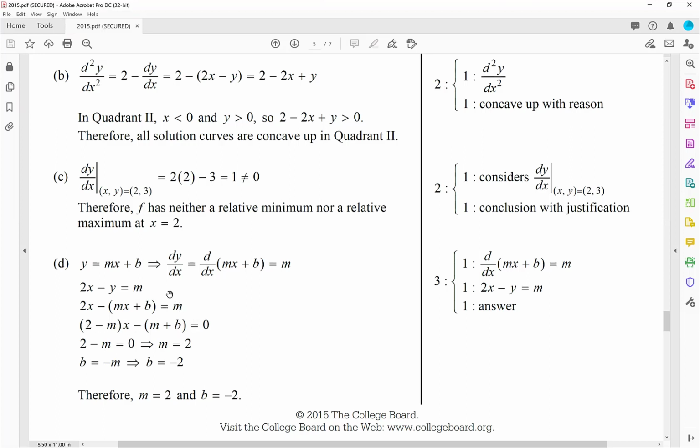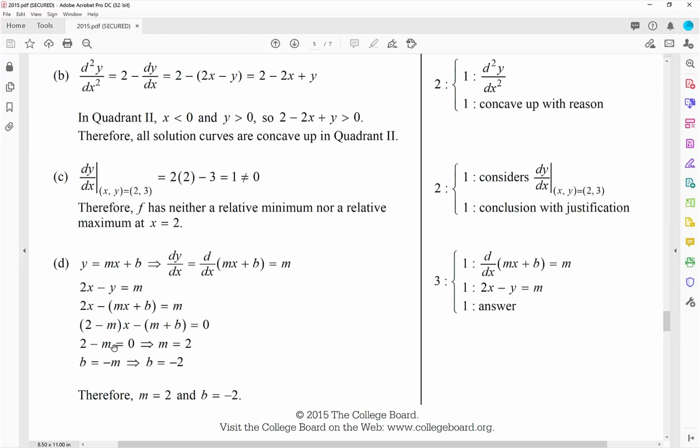So I see what they did. They moved the m to the left-hand side. They distributed the negative, and so they get 2x minus mx. They factored out an x, 2 minus m. And then factor out a negative, because you have minus b. So negative m minus b, factored out the negative, m plus b. I get it up to there.